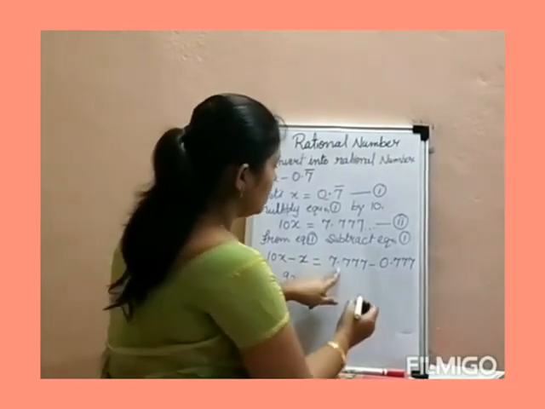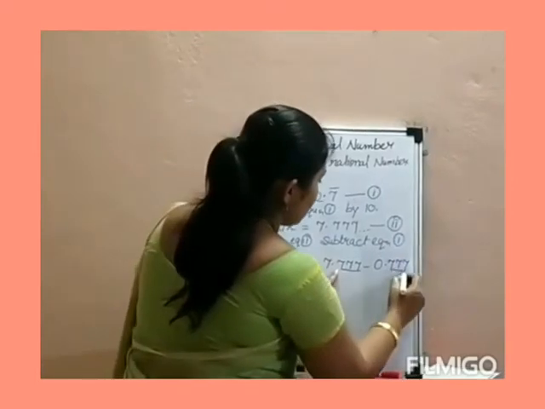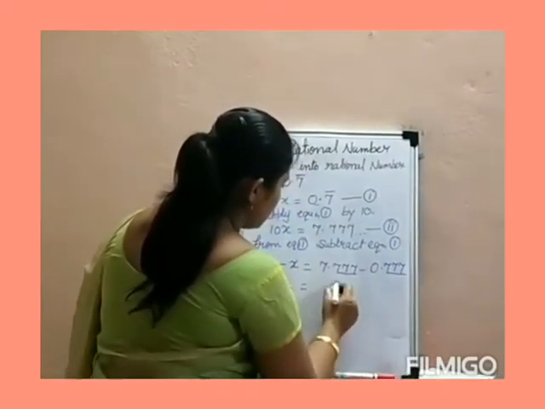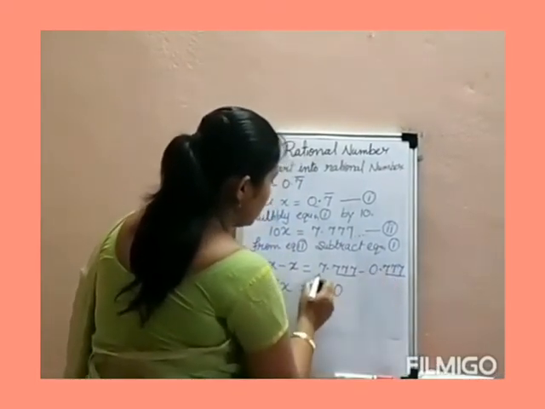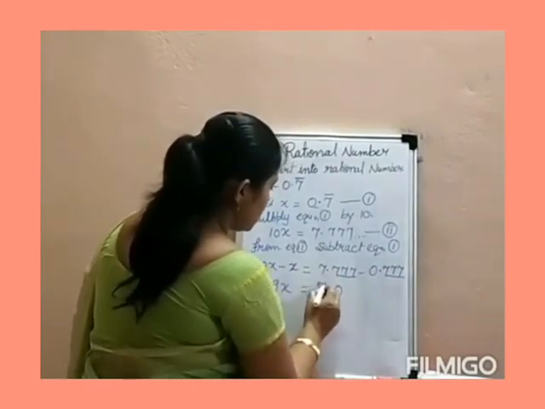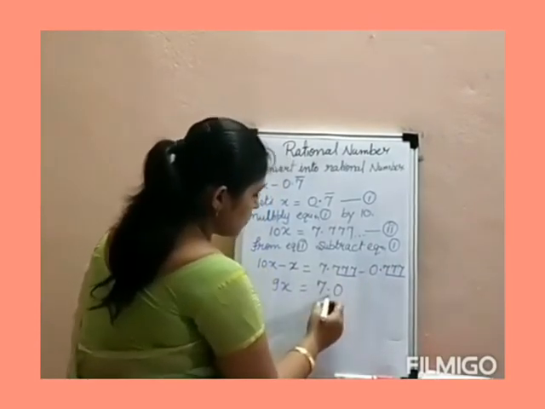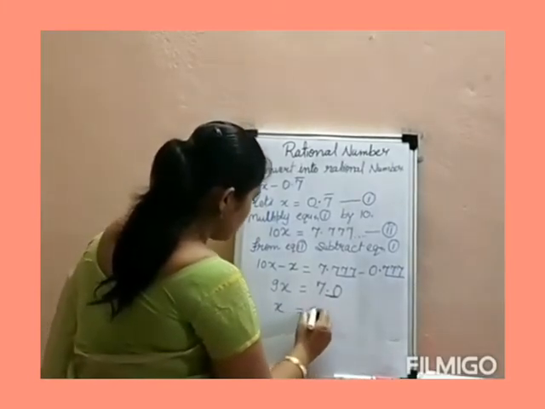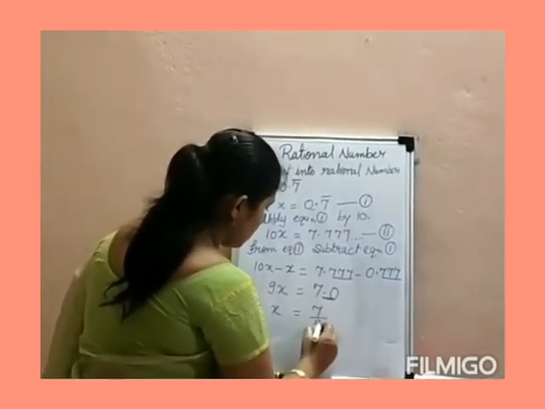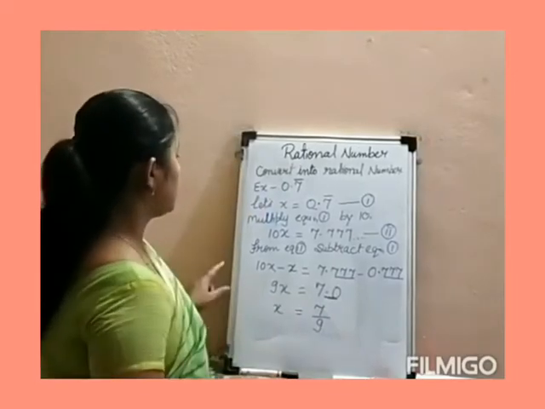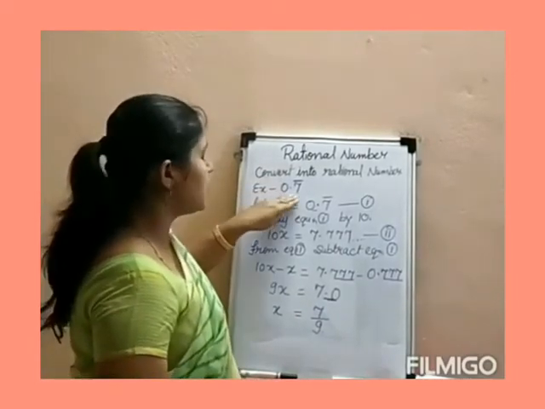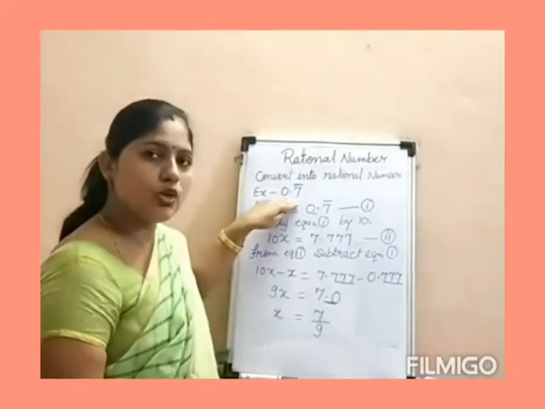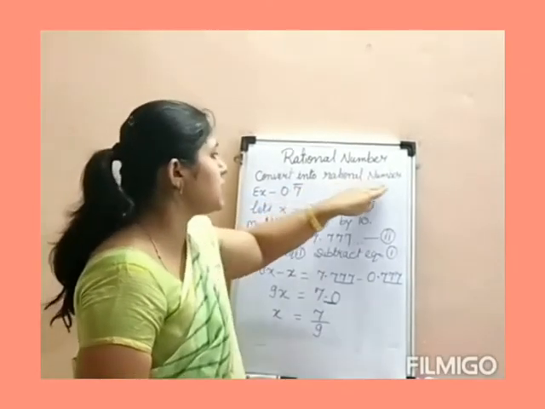and this number will be subtracted by this number, so 0, and before decimal 7 minus 0 is 7, so there is no need to write this one. Now x is equals to 7 upon 9. So here is how we can convert a recurring decimal or non-terminating decimal into rational number.